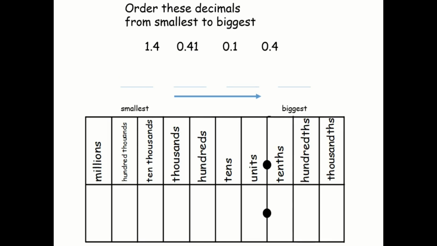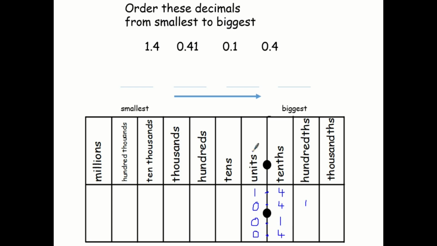Okay, order these decimals from smallest to biggest. Okay, I'm going to put these in the place value table. We've got 1.4. We've got 0.41. 0.1 and 0.4. Okay.